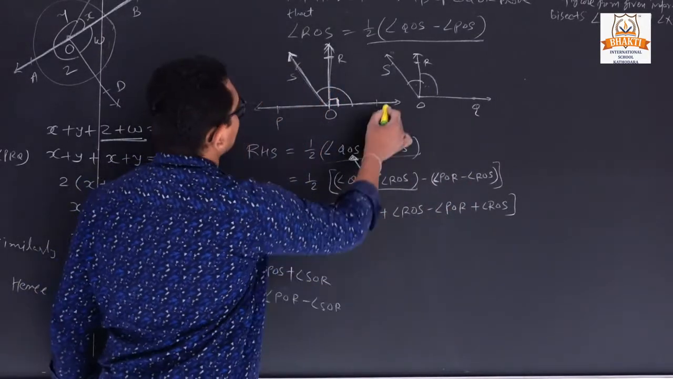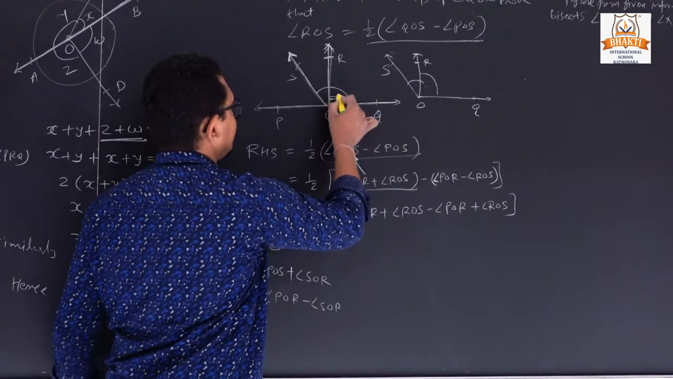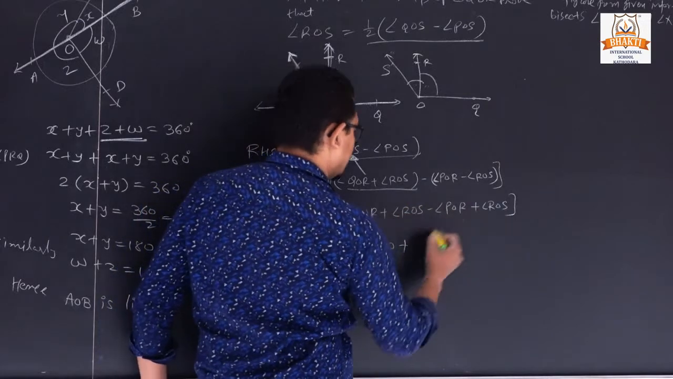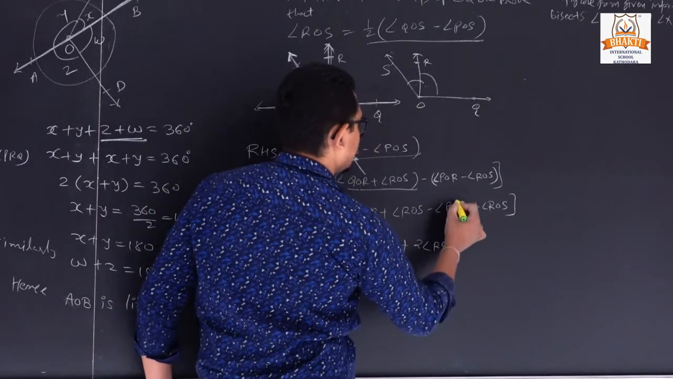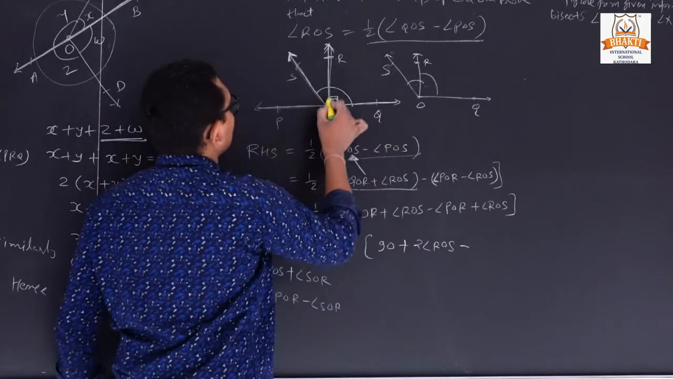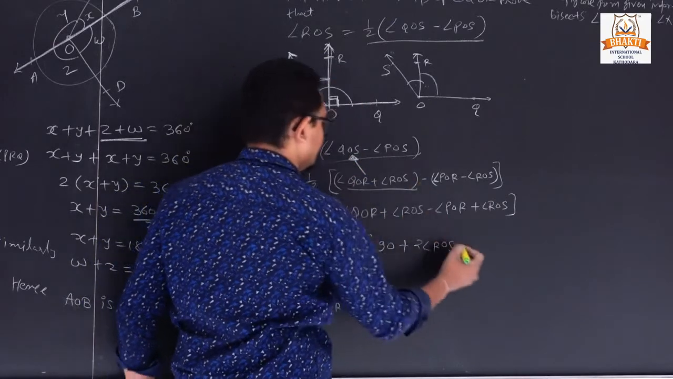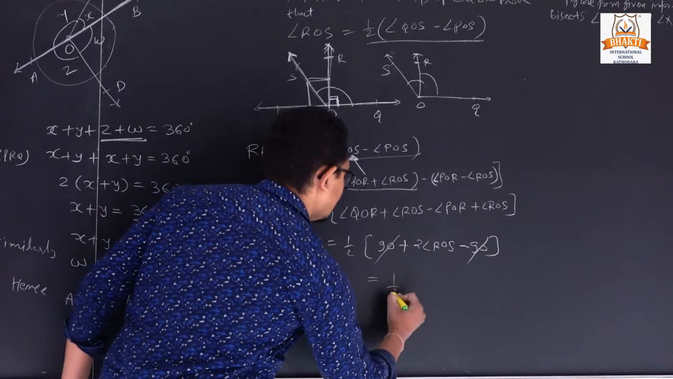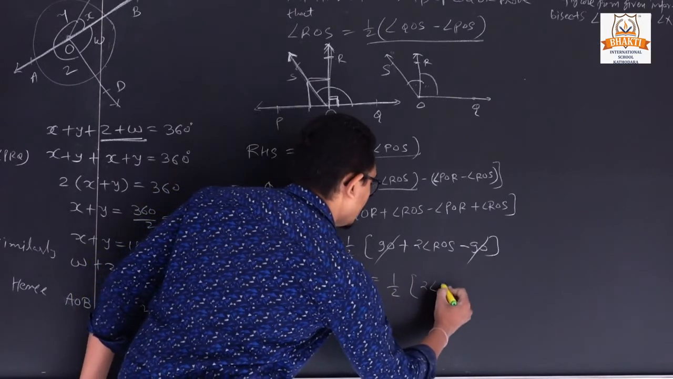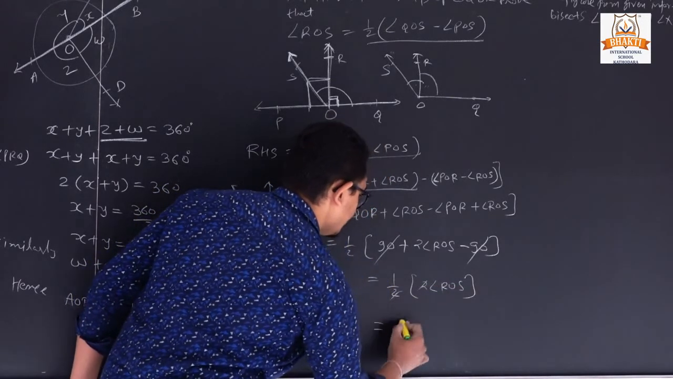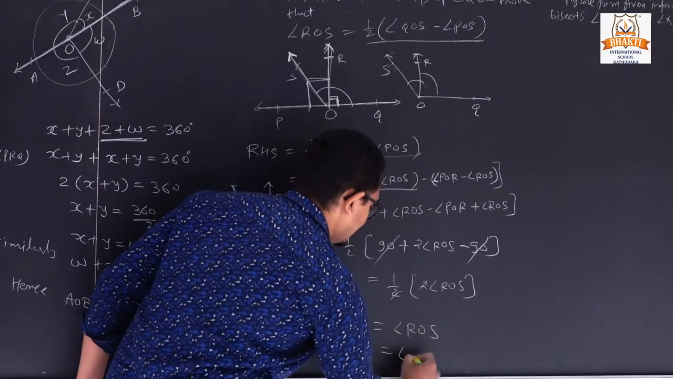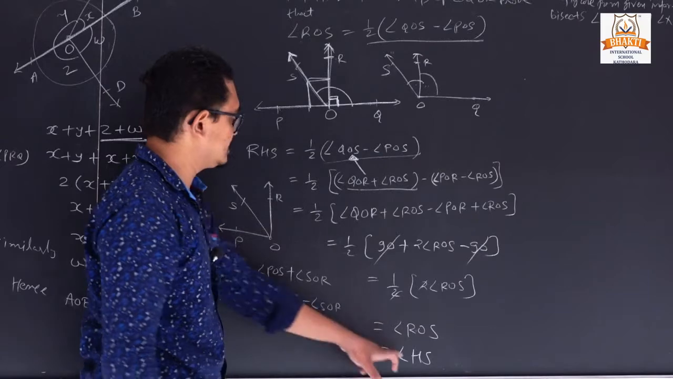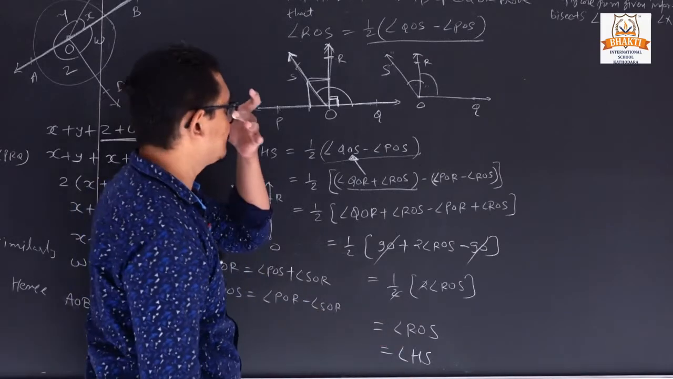But ROQ is 90, given. So 1 by 2, 90 plus ROS, so it is 2 ROS. And POR is also 90 degrees because it is a linear pair. So 90 cancels. So 1 by 2 in bracket 2 ROS. So 2 cancels. So it is equal to the left hand side. See that ROS. So it is proved, right hand side is equal to left hand side.